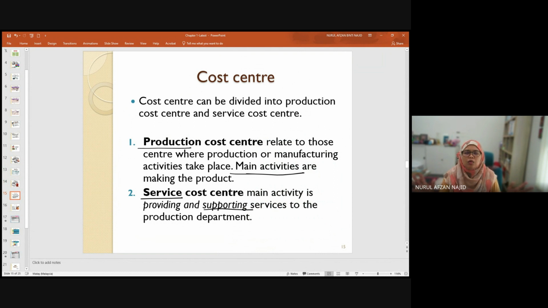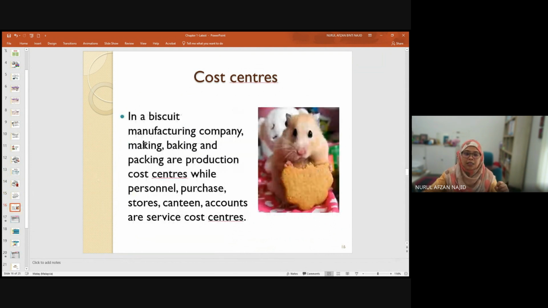Production center is more on the, kalau baking industry adalah dalam kitchen. Kitchen tu adalah production center. Di luar daripada kitchen tu adalah service center. Service center contohnya purchase department, marketing department, HR department, finance department yang dia tak ada kena-mengena pun sebenarnya dengan production activity tu, cuma dia support production activity. So untuk lebih faham lagi kita tengok dalam industri biskut.